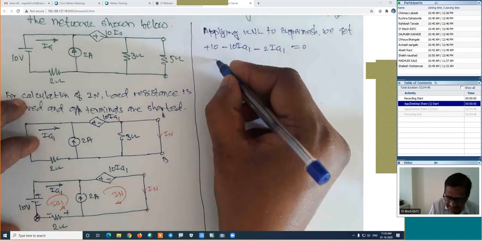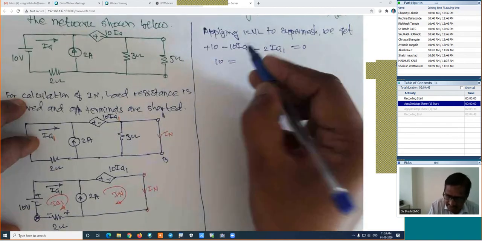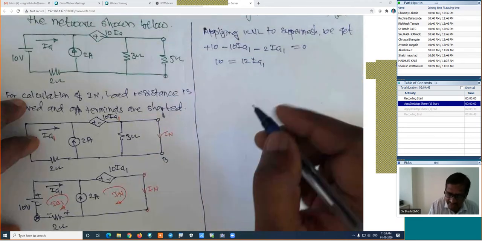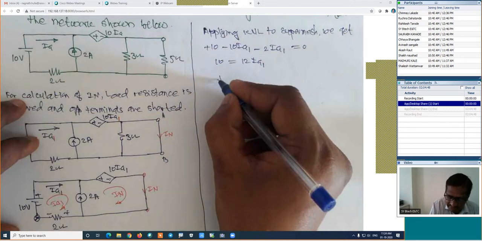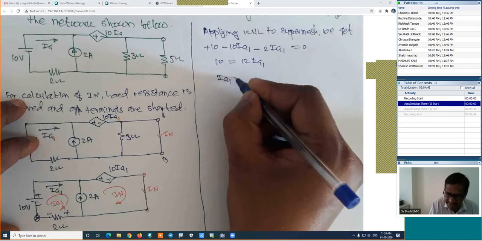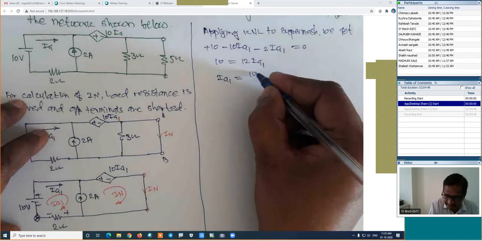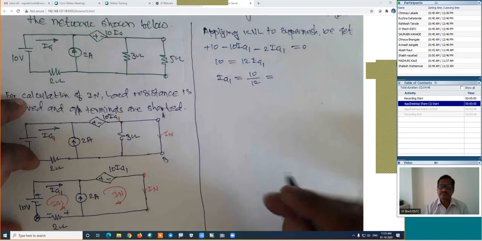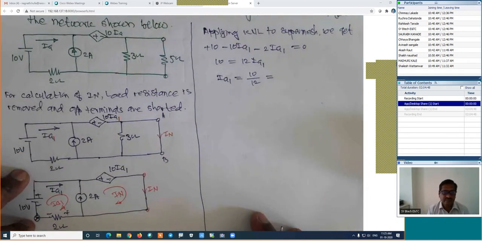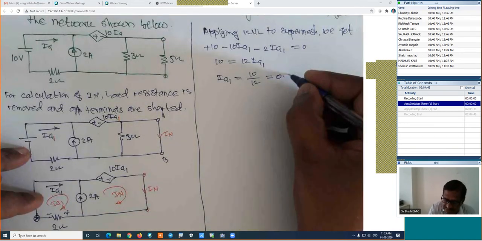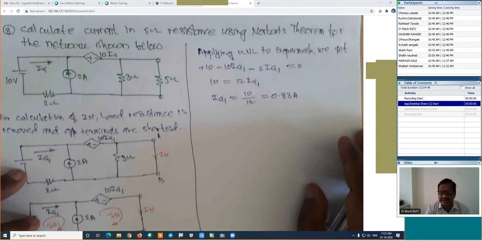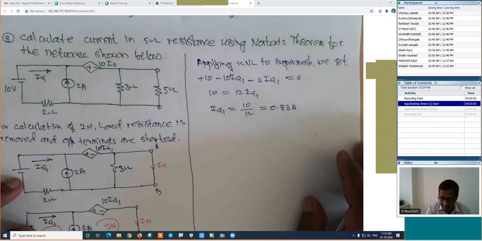Current is IA1, which is equal to 0. In this case, this 10 is equal to 10 plus 2, that is 12 IA1. I am shifting this value to the next side, and we are able to find out this value of IA1 directly. This IA1 is equal to 10 divided by 12. How much is the value? 0.83 amperes is the value of the current which we are getting through this particular way.